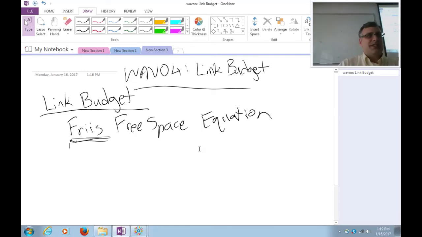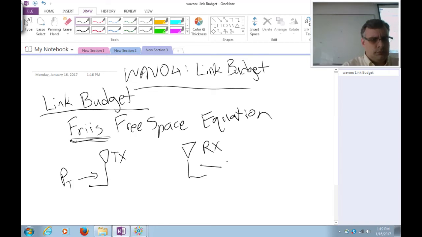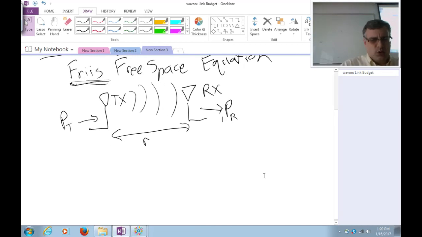So what is the Friis free space equation? All that to say, the Friis free space equation says if I have a certain amount of power into an ideal antenna, here's my transmit antenna, the bent coat hanger, P sub T, and these guys are separated by a distance r, how much power comes out of this P sub r? So I'm just going to go ahead and write the equation down. We won't derive anything at this point.